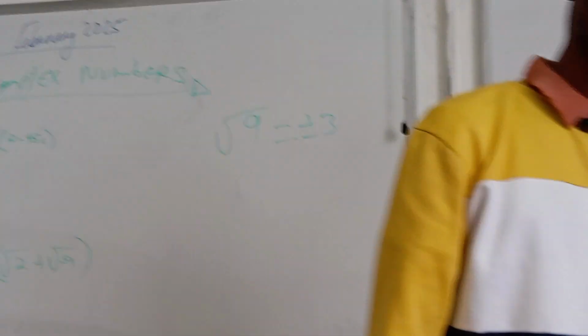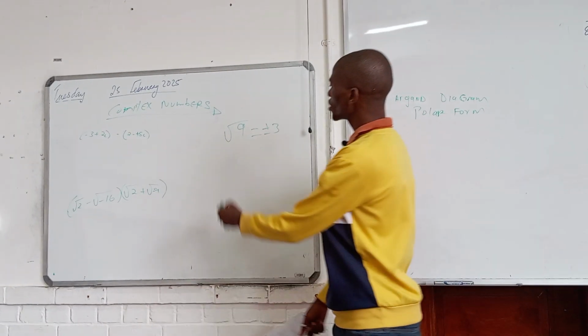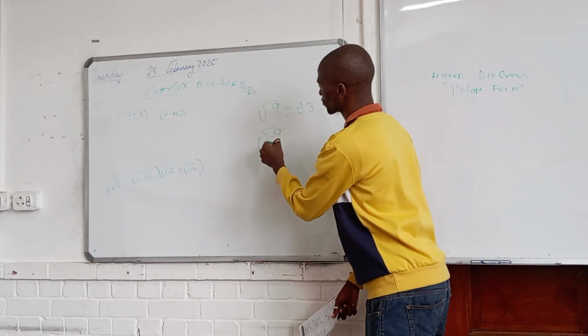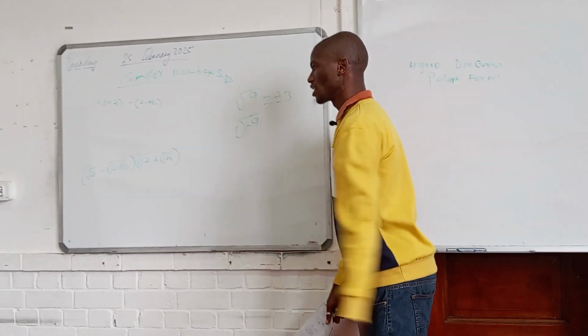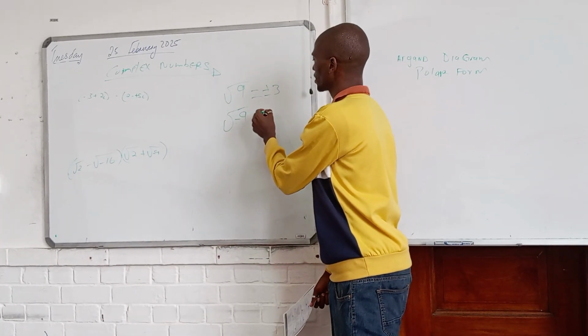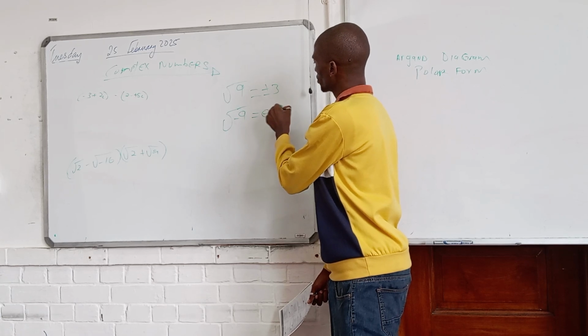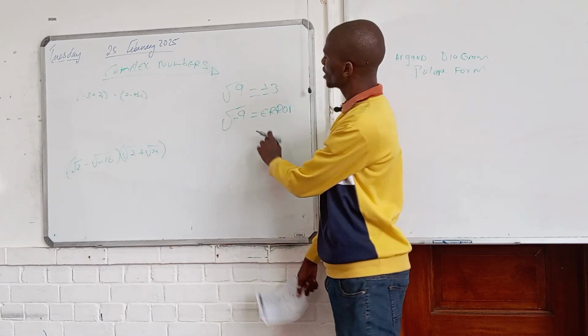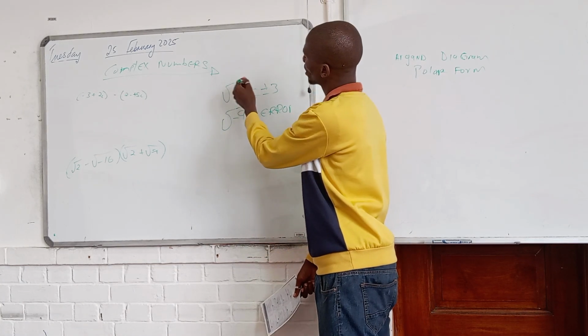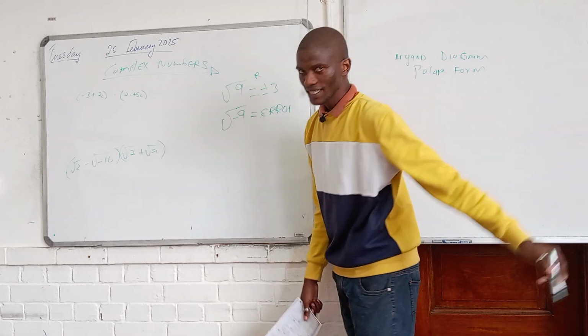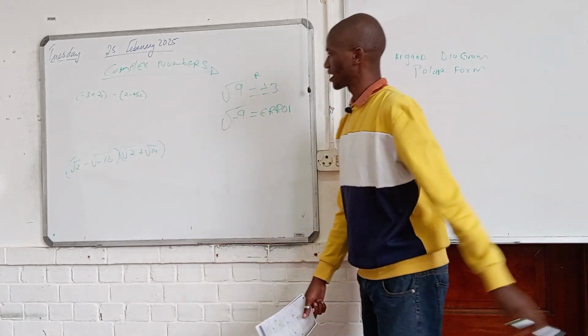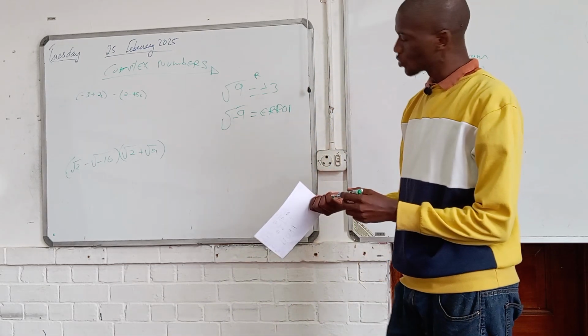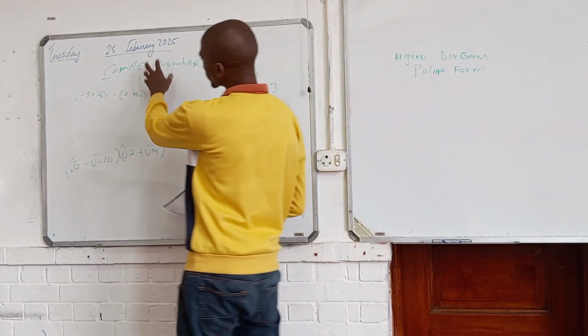But let's ask ourselves this question: what will happen when we have the square root of negative 9? On the calculator, if you use a Casio, it will say error, because this Casio can only work on real numbers. It does not work on complex numbers. So that's why we introduce this thing called complex numbers.